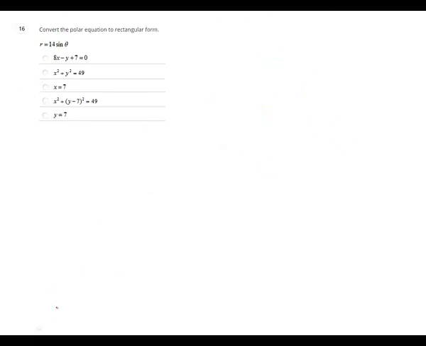All right. So we're gonna do this last one here. We got to convert the polar equation to rectangular form. Okay.